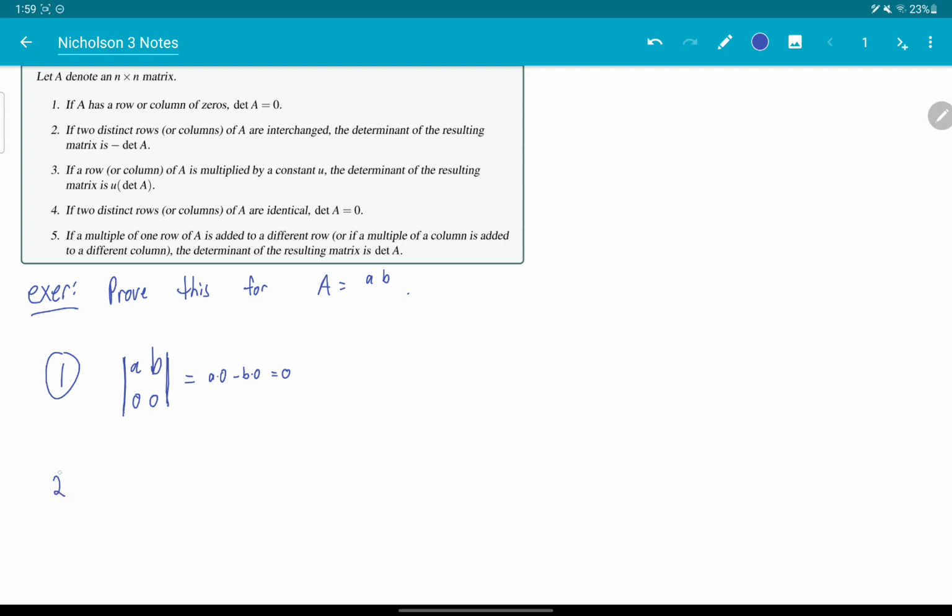2. So if I interchange two rows, so if I look at not A, B, C, D up here, but let's switch, well, whatever, switch the columns. I'll go B, D, A, C. What happens there? Well, I get BC minus AD, but this is the negative of AD minus BC, which is the negative of the determinant of A. So far, so good.